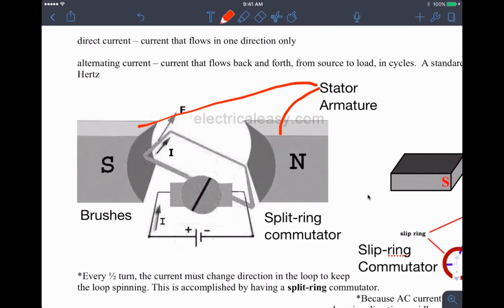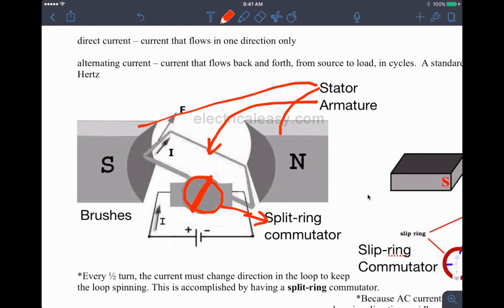The armature is the part that rotates. So I'm going to maybe just kind of connect the dots here. So this is the armature, the loop of wire that rotates. To enable it to rotate, we have to use a split ring commutator, and that's connected to this ring right here, which has a split in it or a separation in it. Okay, and that'd be easy to tell if you're looking at it from this side.